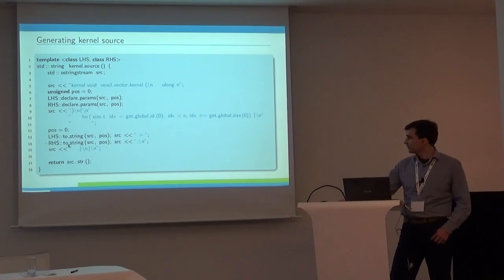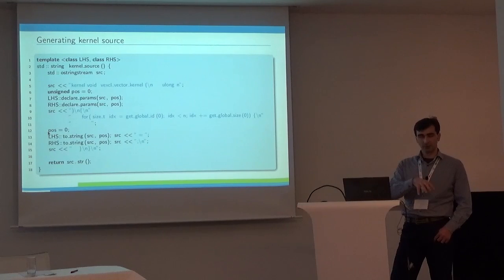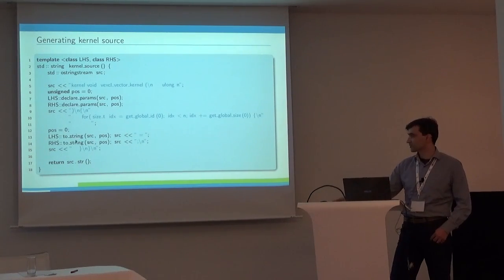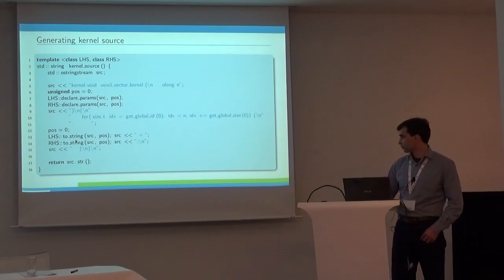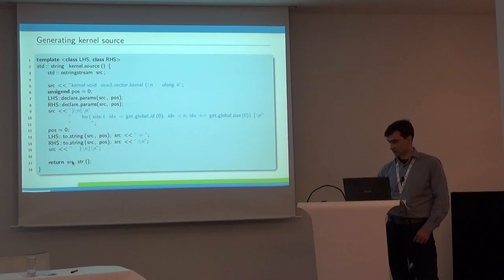So we generate the expression that should be to the left of the assignment operator, and then we generate the expression that should be to the right of the assignment operator. And we are done. We have generated our kernel, right? We just return the source code, and then we compile it.